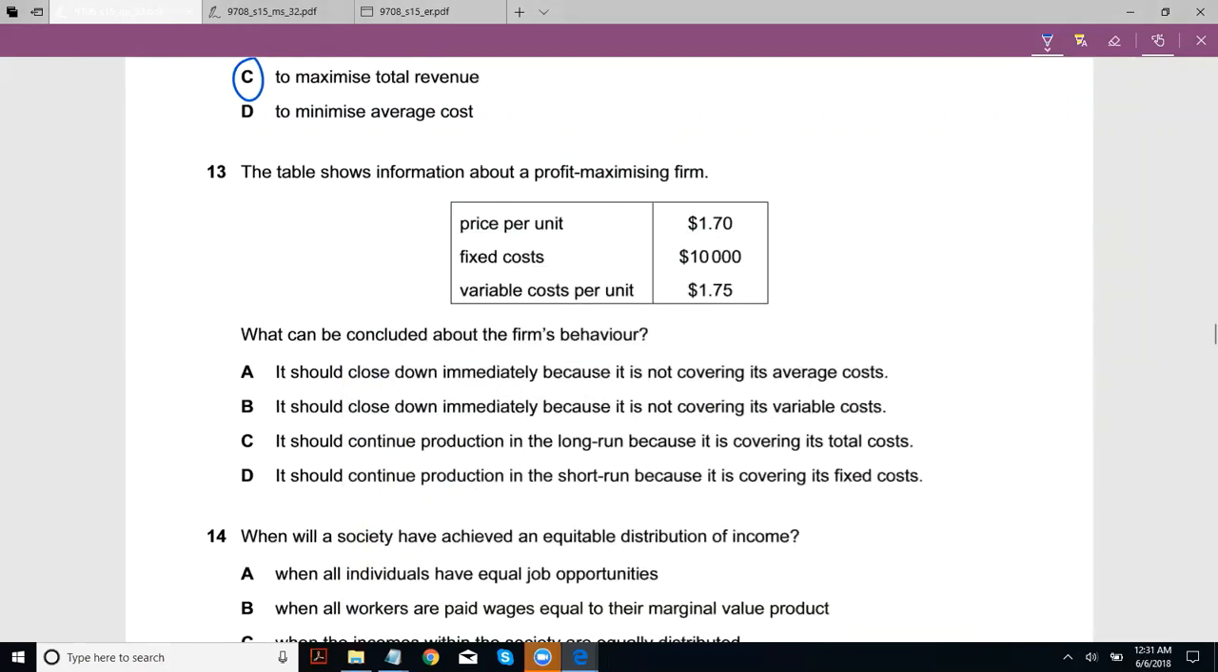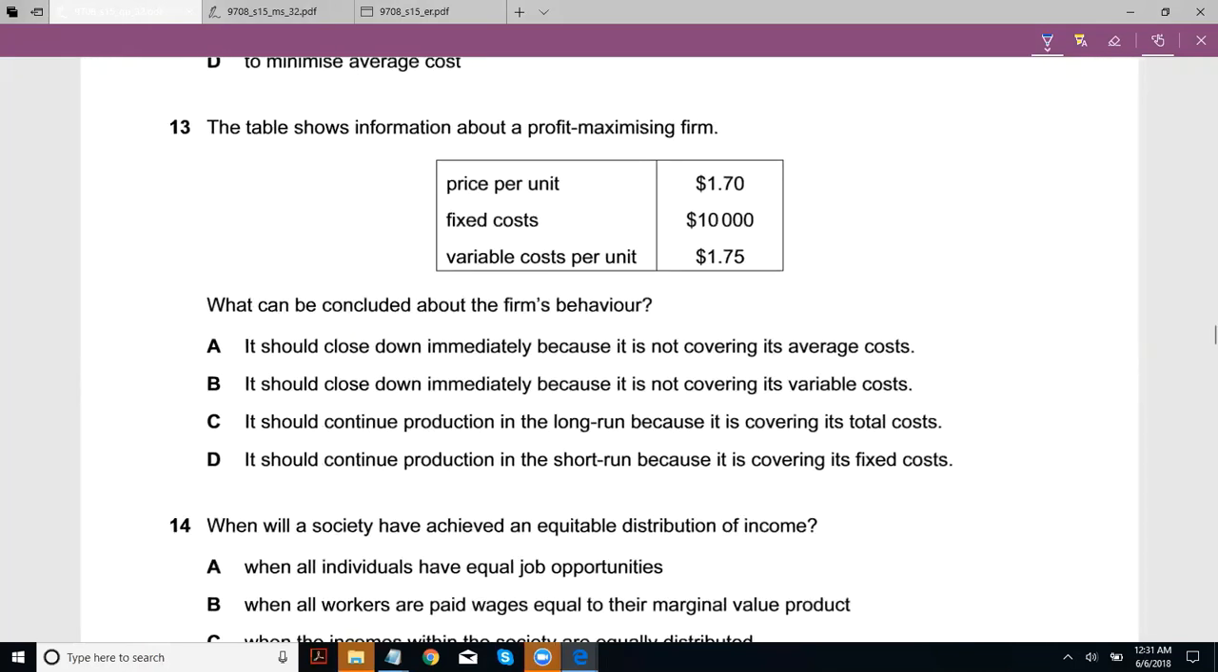The table shows information about a profit maximizing firm. What can be concluded about the firm's behavior? So the price per unit is 1.70 and the variable cost per unit is 1.75. So the idea here is the price is basically the additional revenue that you're earning. It's kind of like your marginal revenue that you're getting for every unit that you sell. Your variable costs per unit are again your marginal costs. So here your marginal costs are greater than your marginal revenue.